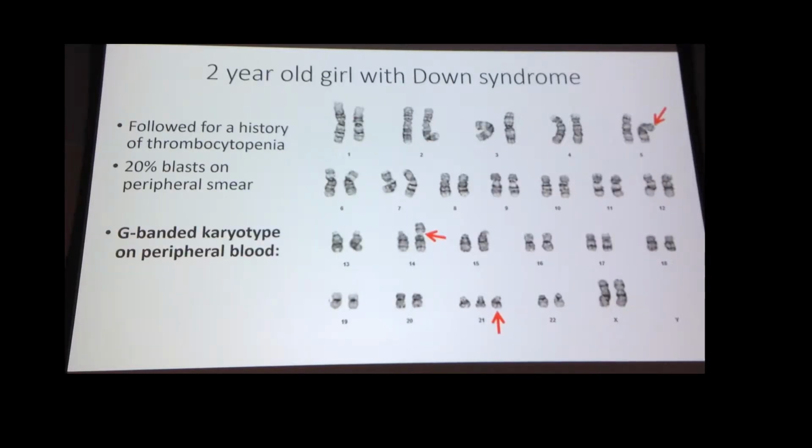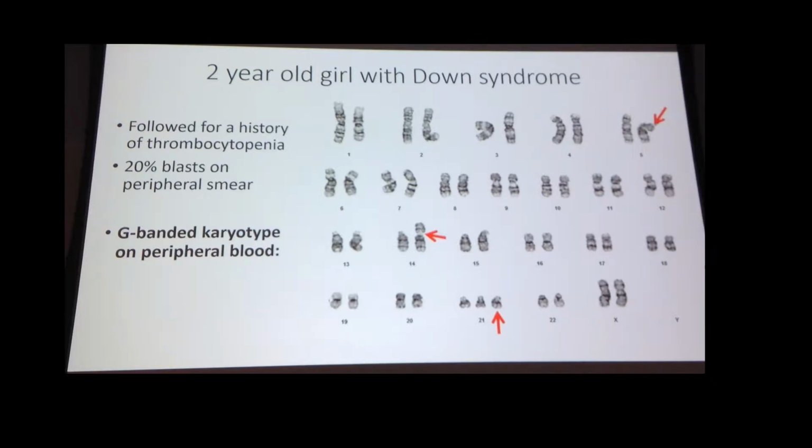So I'm going to kick things off here with a case. This is the story of a little girl with Down syndrome who was followed by hematology oncology over at Minneapolis Children's for thrombocytopenia. So she went in for a routine appointment one day, got a CBC drawn, and the CBC showed 20% blasts. This was confirmed on a peripheral smear. So some of this blood was sent for cytogenetics testing. And it happens that our cytogenetics lab here at the U serves as a reference lab for Minneapolis Children's. So that sample came here.